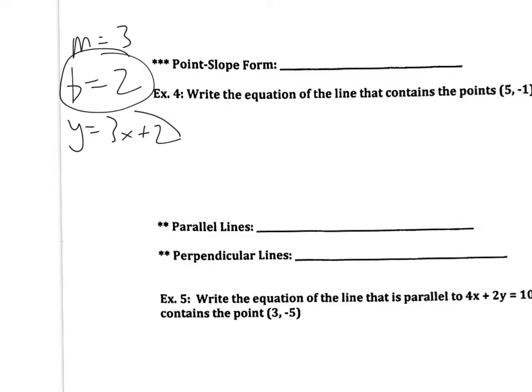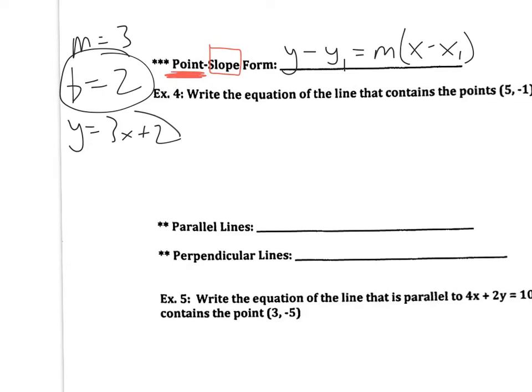And point-slope form is this. It's y minus y1 equals m parentheses x minus x1. You use this form instead of slope-intercept anytime you know the slope of a line and any other random point from the line. It doesn't have to be the y-intercept. If you know any other point from the line and the slope, you can use this form.